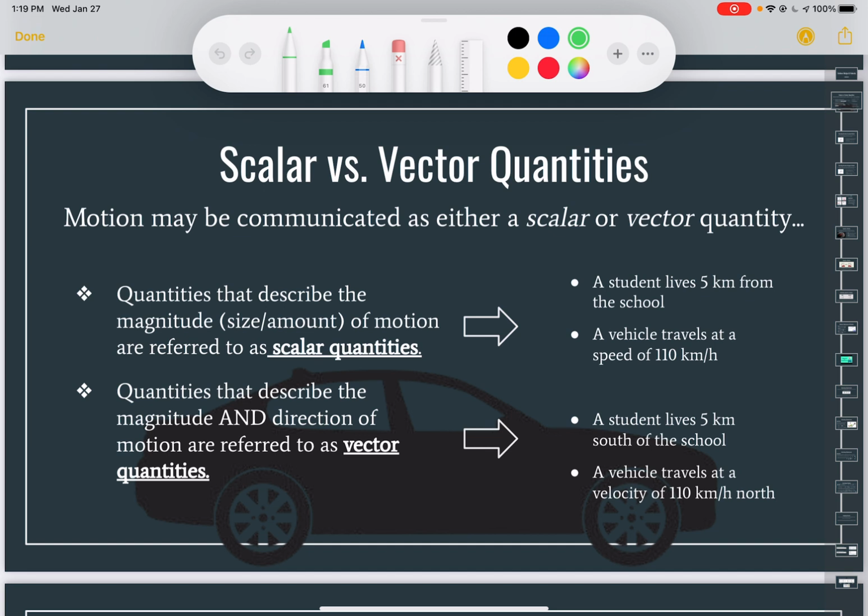So when we're looking at these examples, it says a student lives 5 kilometers south of the school. So in our mind, we have an idea of where that is. Like on a map, it's south, which gives us an idea. If we're just saying 5 kilometers, it really could be in any direction. So that's the major difference here between scalar quantities, which are really just numbers, and vector quantities, which have a direction. They're a number and a direction. All right.